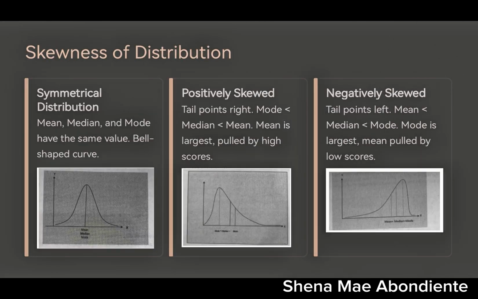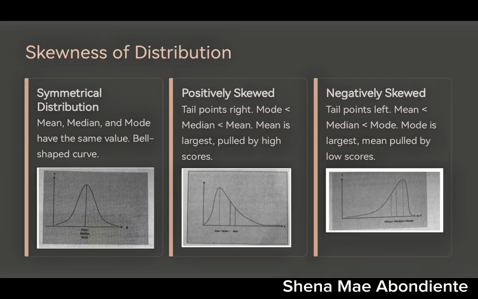Let's have the skewness of distribution. We have here 3 parts. The first one is symmetrical distribution, where the mean, median, and mode have the same value, forming a bell-shaped curve. Next is positively skewed, where the tail points right. Mean is larger than median and median is larger than mode. So the mean is the largest, pulled by high scores.